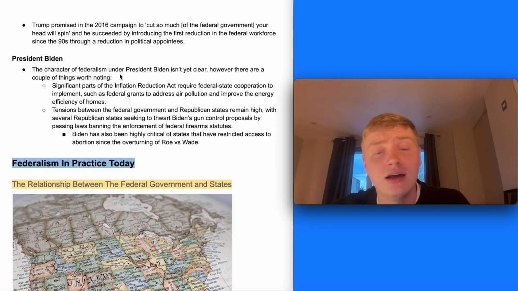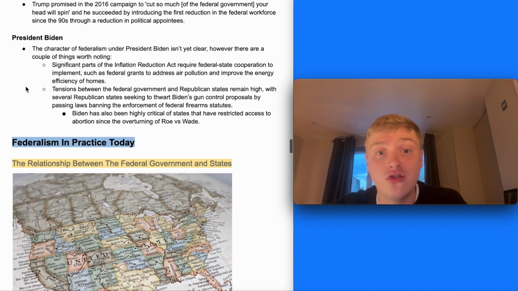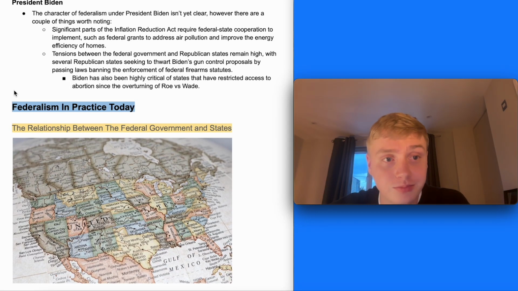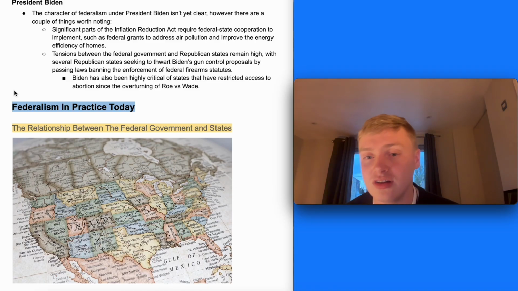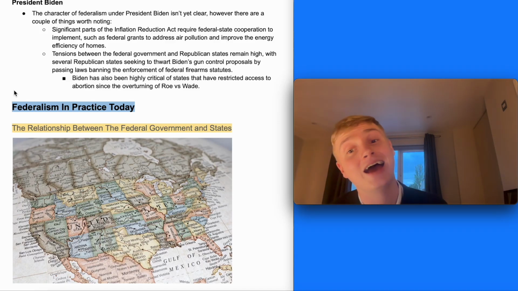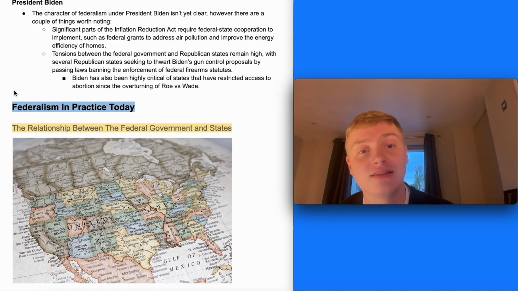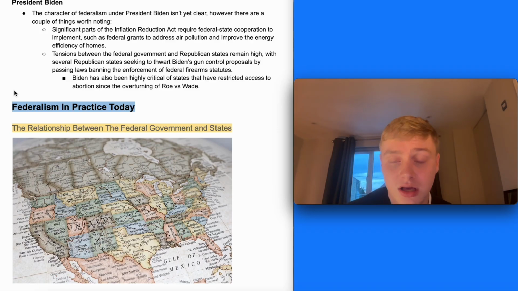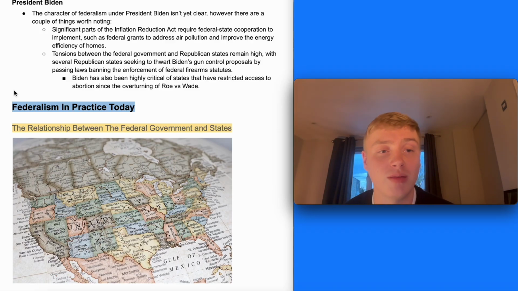In terms of Biden so far, it isn't yet clear, but there are a couple of things worth noting. Significant parts of the Inflation Reduction Act, passed in 2022, require federal-state cooperation to implement, such as federal grants to address air pollution and improve the energy efficiency of homes. And tensions between the federal government and Republican states remain high, with several Republican states seeking to thwart Biden's gun control proposals by passing laws banning the enforcement of federal firearm statutes. There have also been significant tensions, as we'll look at in future videos, between Texas in particular and other southern states and the federal government in relation to immigration and the border with Mexico.